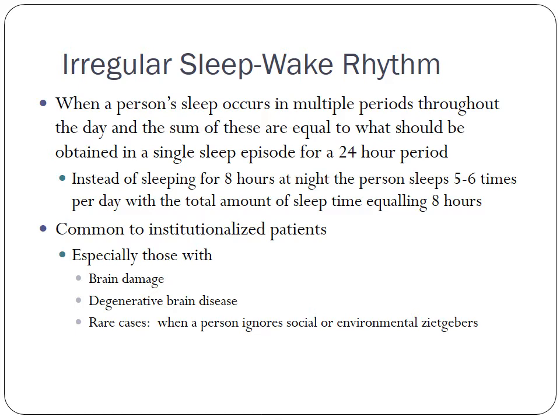Irregular sleep-wake rhythm. When a person's sleep occurs in multiple periods throughout the day, and the sum of these is equal to what should be obtained in a single sleep episode for a 24-hour period. So, for example, instead of sleeping for 8 hours at night, the person sleeps 5 to 6 times per day, and the total amount of time they slept in a 24-hour period equals 8 hours. Okay, this is common in institutionalized patients, especially those with brain damage or degenerative brain disease. Rare cases occur when a person ignores social and environmental cues.